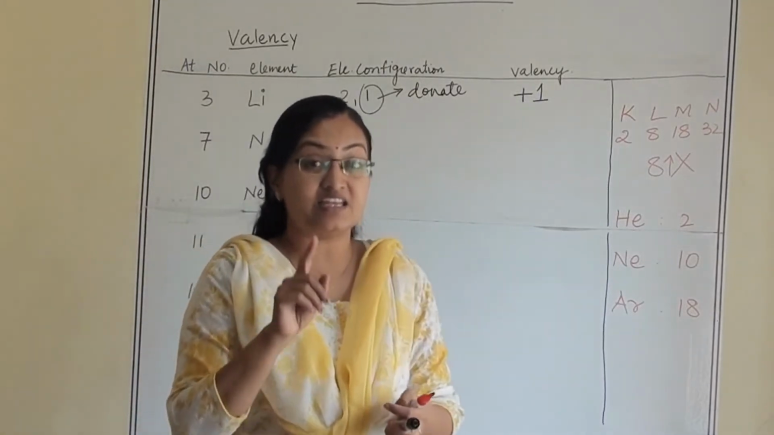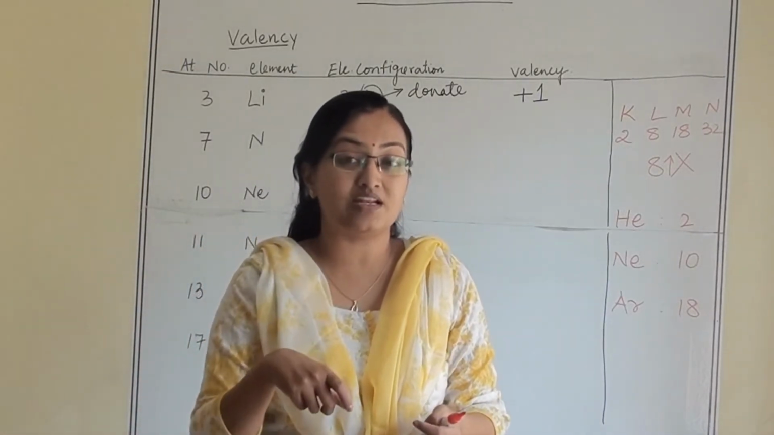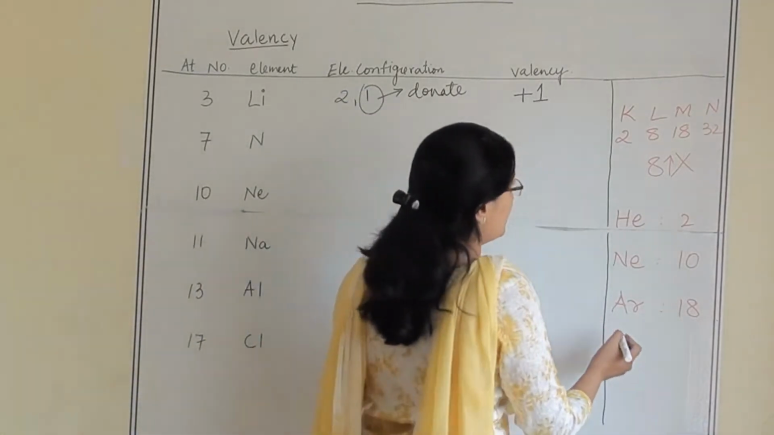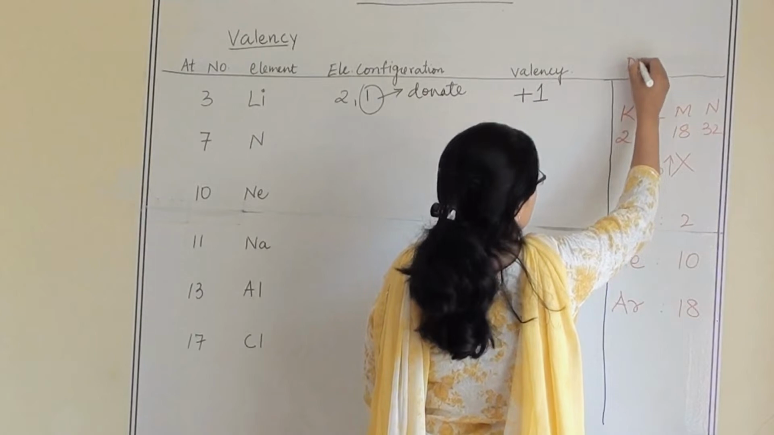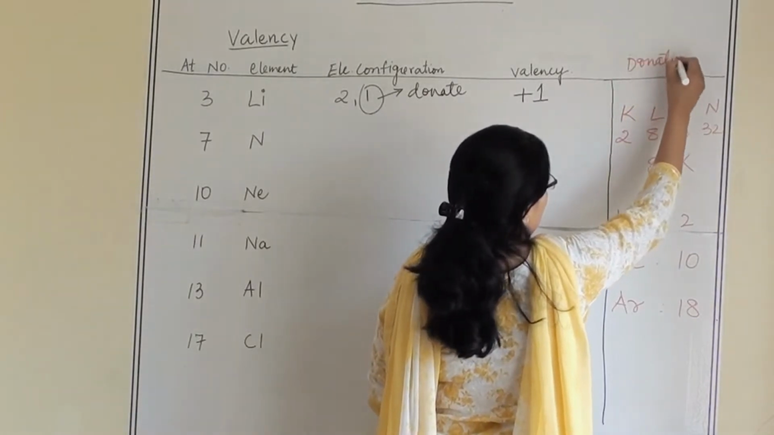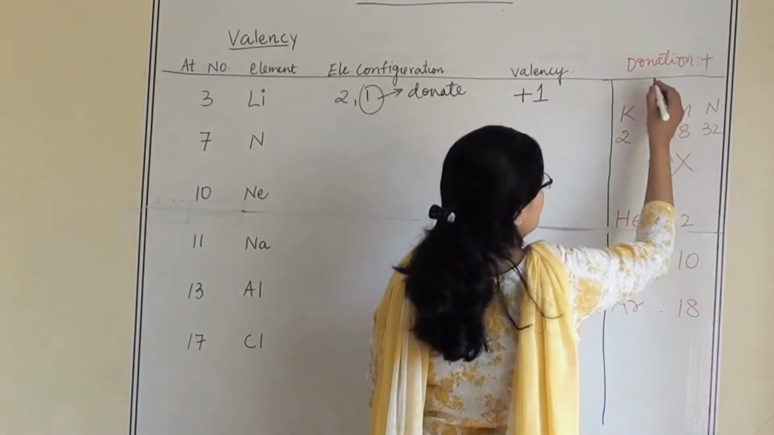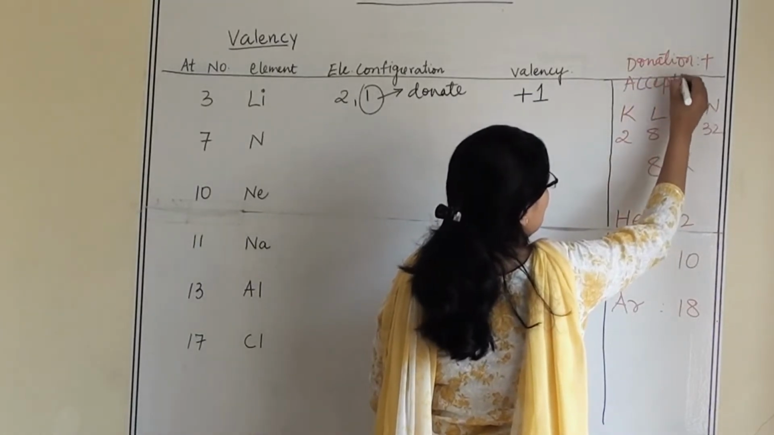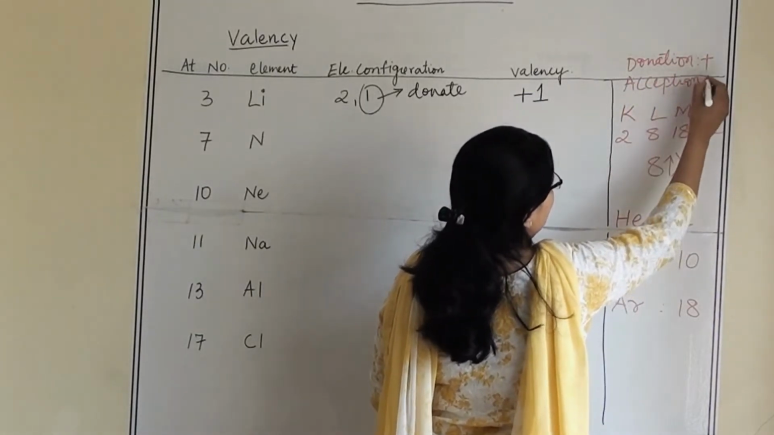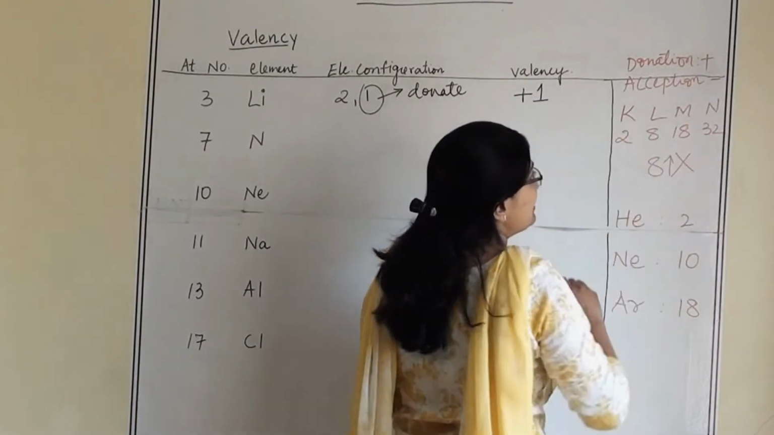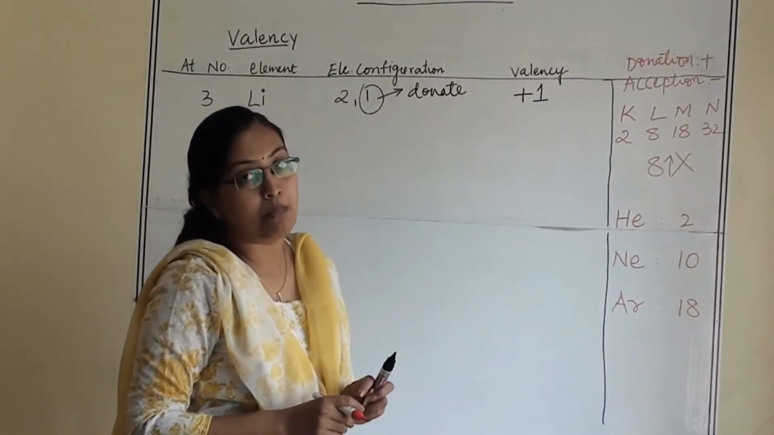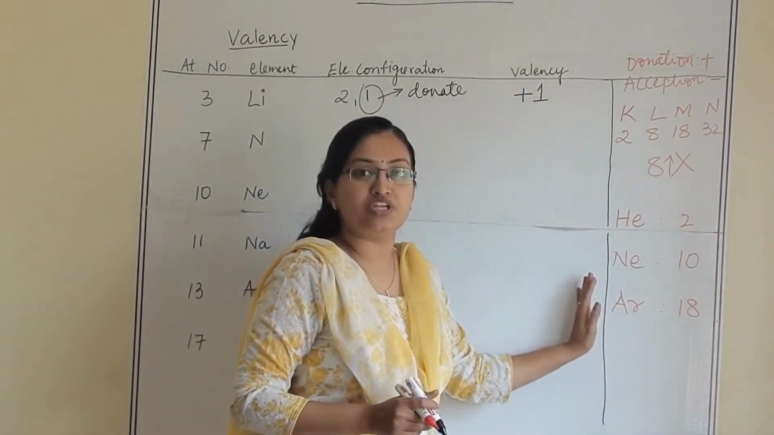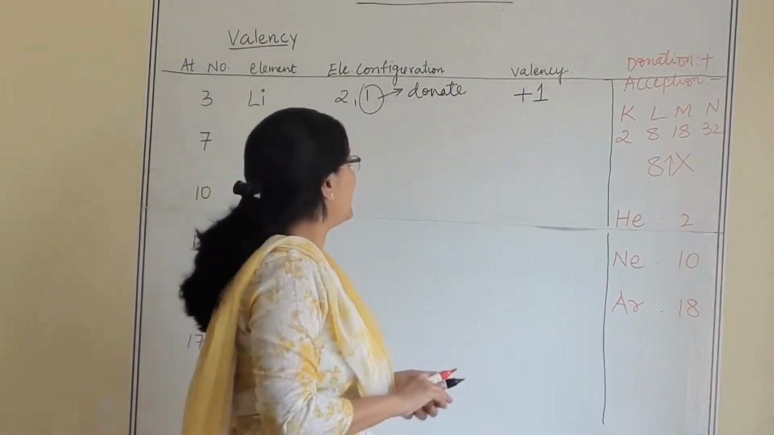If in case any element is accepting 1 electron, then the charge will be minus. When it is a donation, the charge will be plus. When any acceptor of electron is there, then the charge will be minus. These are the basic concepts you need to know when you are writing valency.